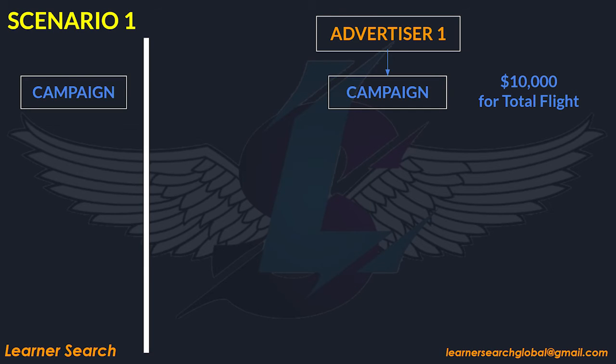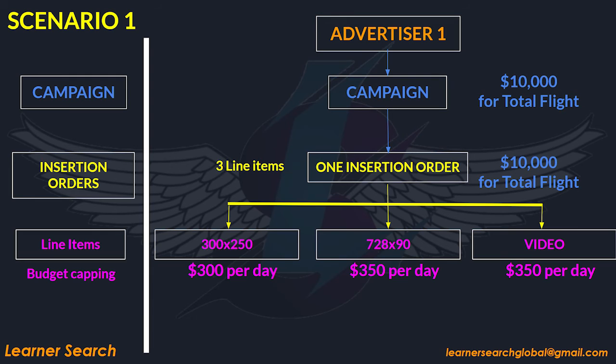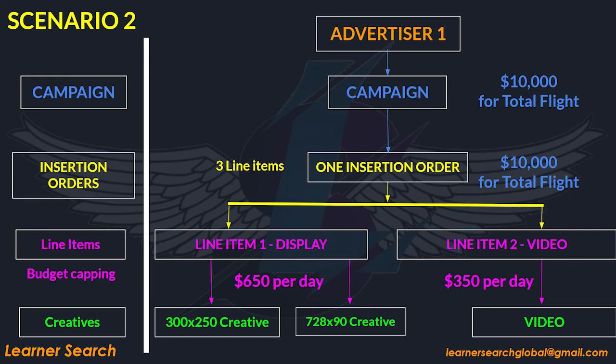Create a single campaign, single IO. Under this IO, create 3 line items and allocate their own budget for each line and assign creatives. Due to the fact that same media type creative is placed under single line item, let's add 2 display creatives under the display line item and select creative rotation. And video line item is assigned with video creative.